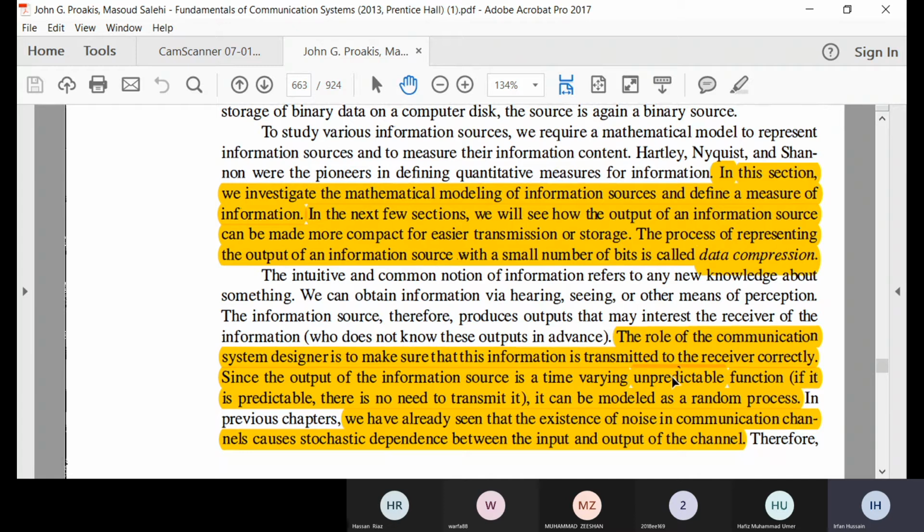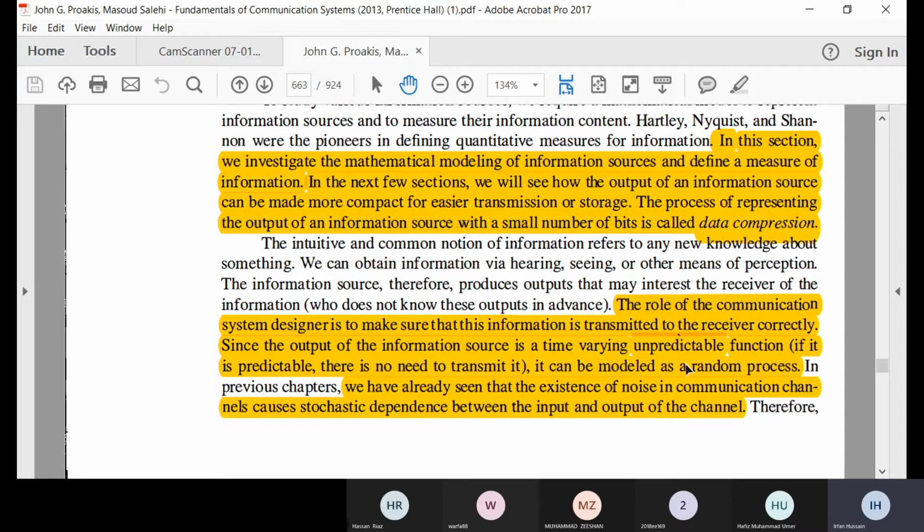So information, we all know, refers to some new knowledge, and it could be learned from any of your senses: hearing, seeing, touching, and all that. So information produces outputs that are of interest to the receiver, and we do not know them in advance, and the role of our engineers is to receive them correctly at the destination.